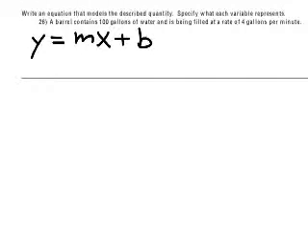Number 26. Write an equation that models the described quantity. Specify what each variable represents. Again, we're dealing with this equation, y equals mx plus b. So you just have to determine what's your initial amount and what's your rate, and you just plug it in. And then you have to say what's going on here. Okay, so a barrel contains 100 gallons of water. That's our starting point. And it's being filled at a rate of 4 gallons per minute.